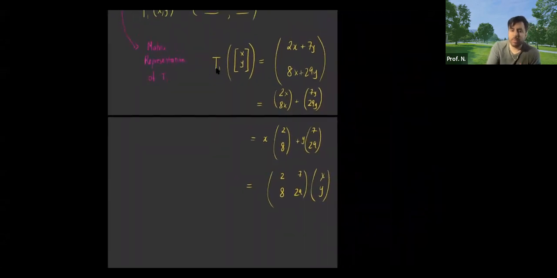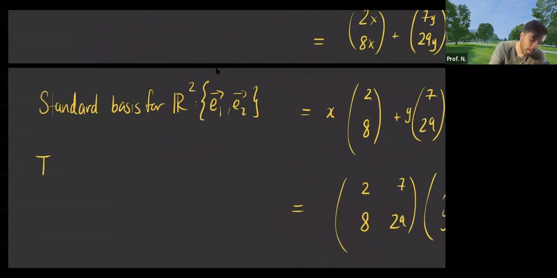So the matrix will be 2, 8 as a column and 7, 29 as another column. The more standard way of getting that is when you find what the standard basis gets mapped to. What are the elements in the range when your input is a standard basis? So remember, the standard basis for R2 is E1 and E2, right? So what happens when I plug in T of E1?